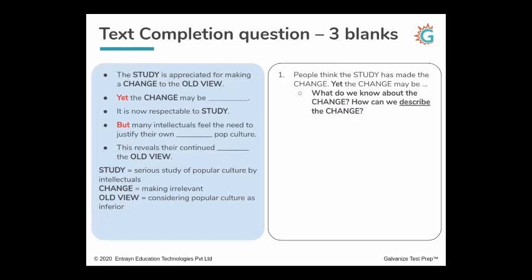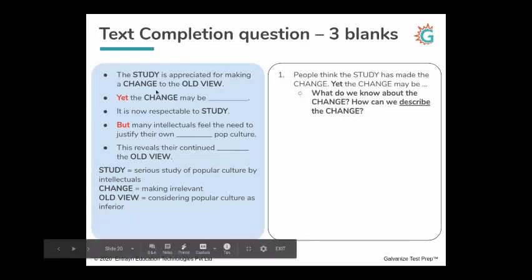You have these fixed words in mind for each category: a naming word, a noun; a verb, an action; and a describing word, an adjective. Try to fit and see if it makes grammatical sense, not a meaningful sentence. Yet the change may be beautiful. Now it makes grammatical sense. So we need a describing word here. How can we describe the change? This is the question we're going to answer. To answer it, we'll find clues in the rest of the sentence.